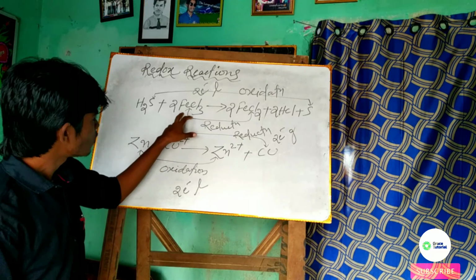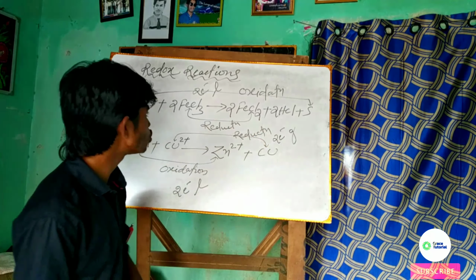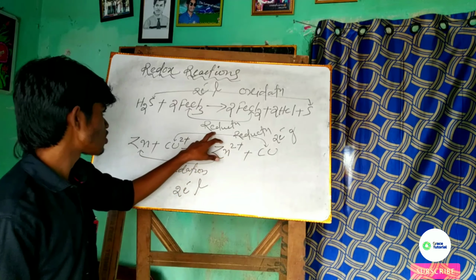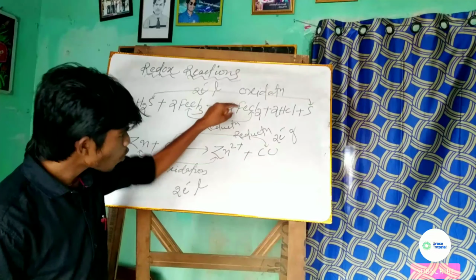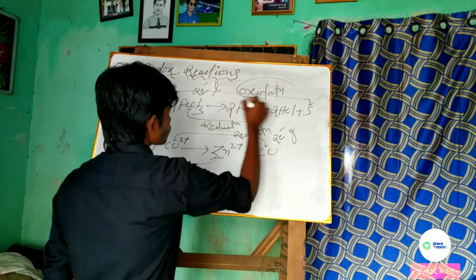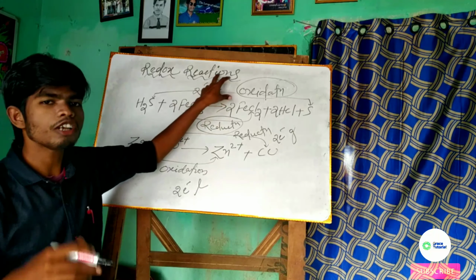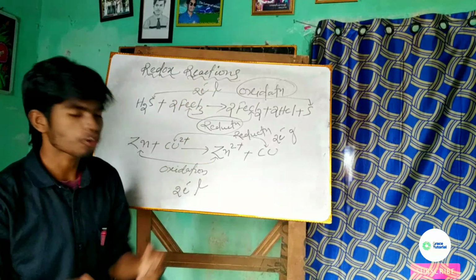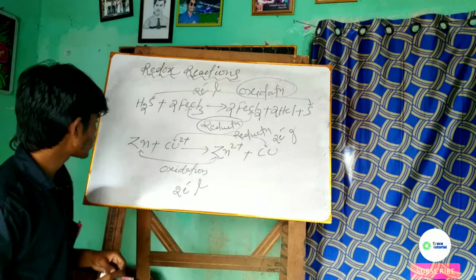But here the ferric chloride has been converted into ferrous chloride due to the gain of electrons. So this process is called reduction. That means in this one reaction we have both oxidation as well as reduction. Therefore, this reaction is called a redox reaction. Similarly, let us have a look at one more example so that you can get it very clearly.